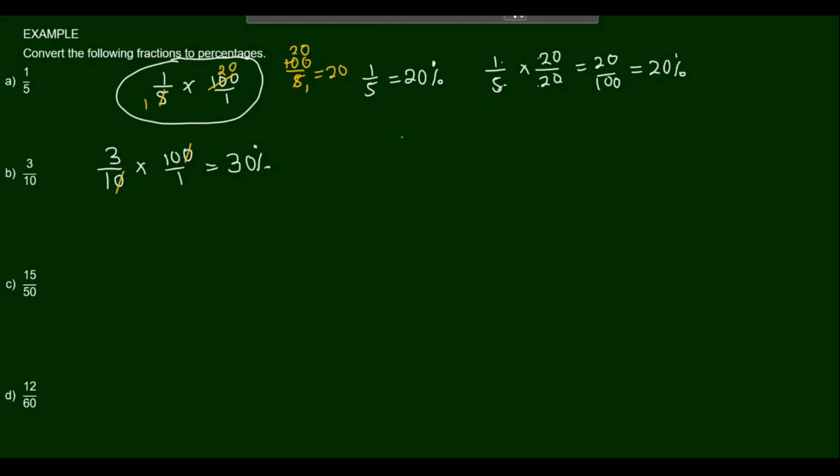You can also use equivalent fractions and say 3 over 10, then times. We multiply 10 by 10 to get 100. So you say times 10. We must also multiply the numerator by 10. So you say times 10. Then 3 times 10 is 30. 10 times 10 is 100, which is equal to 30%.